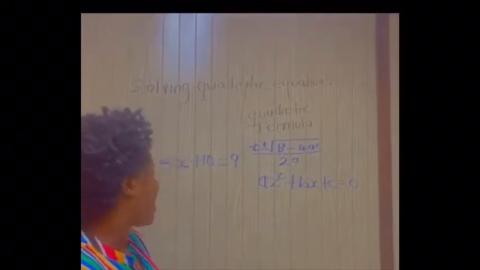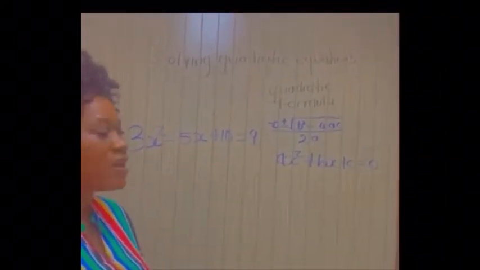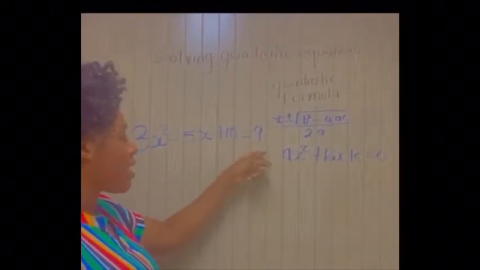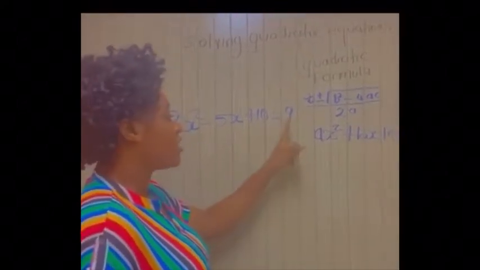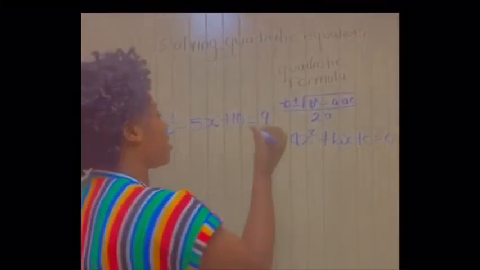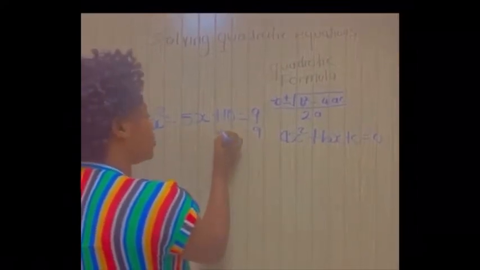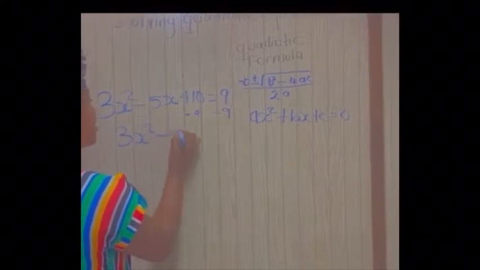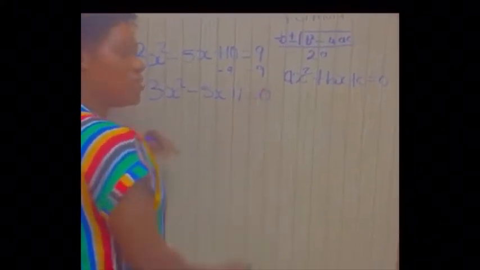Now guys, if I have this question, 3x squared minus 5x plus 10 is equal to 9, it is not in the standard form. So I need to let my right hand side, where my 9 is, be equal to 0. I have to kill this 9. So the only way I kill this 9, because it is a positive, is I would have to minus 9. And what I do to one side, I have to do to the other side. So now my equation will be 3x squared minus 5x, okay, plus 1 equals 0.